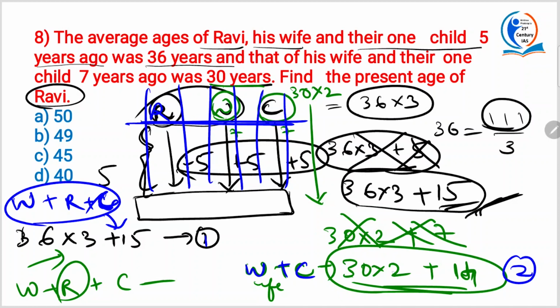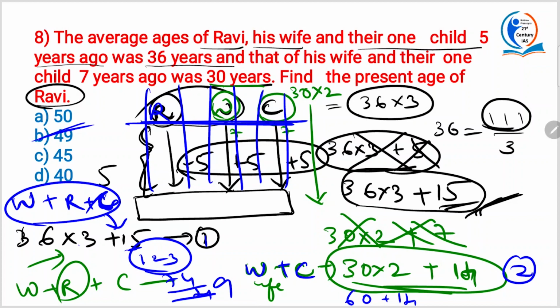Alright. So if you subtract, what will you get? 36 into 3 is what? 108. 108 plus 15 is 123. Now 30 into 2 is 60. 60 plus 14 is 74. So 123 minus 74 will be your required answer. Now what is 123 minus 74? It is 49 years. So Ravi's present age is 49 years.